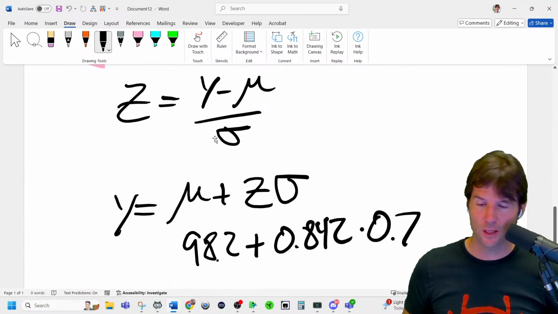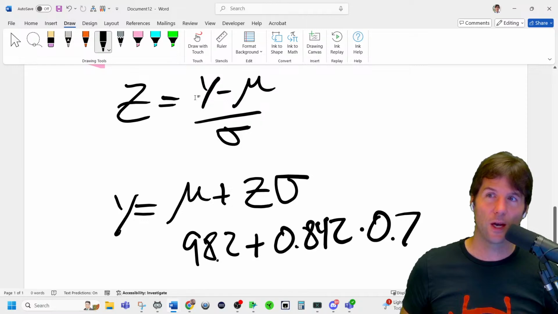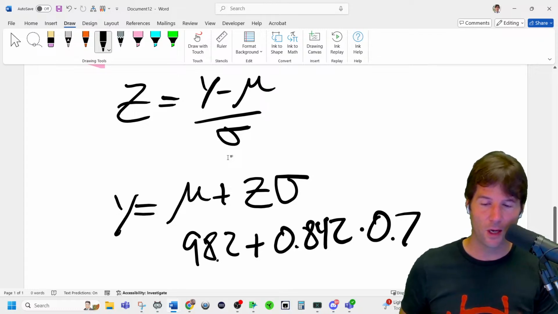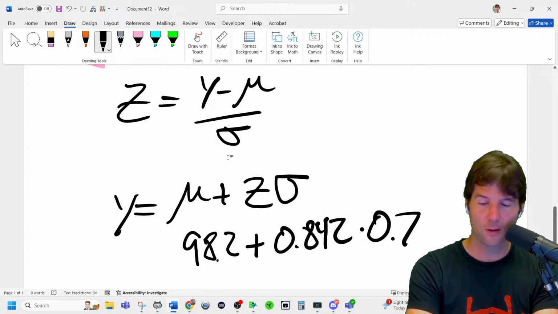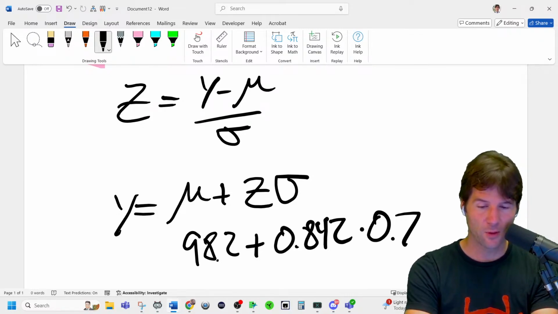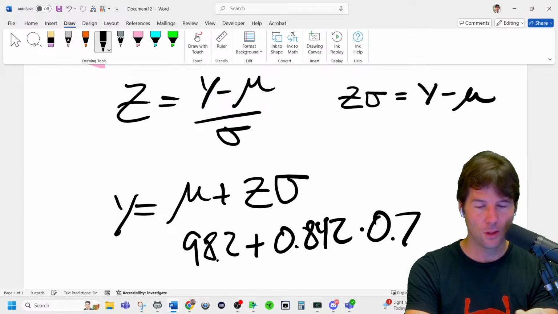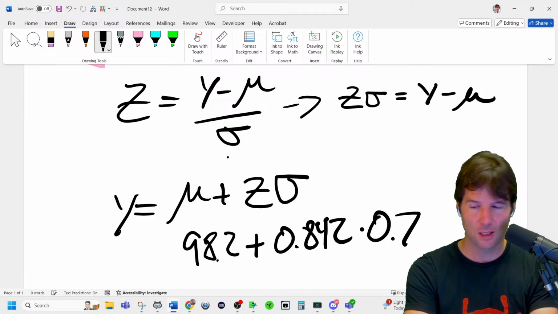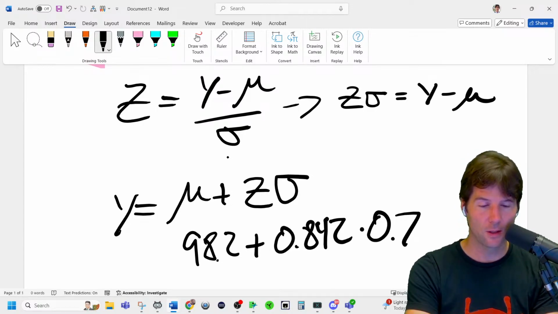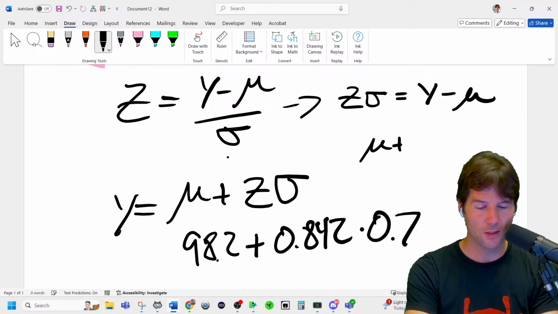So this equation right here solves for the z-score. A z-score is how many standard deviations an observation is above or below the mean. And then this equation is working the equation to solve for y. If you were to go right here, you could times both sides by sigma and get z sigma equals y minus mu. So you could rework the equation to this, and then you could add the mean, and you could get mu plus z sigma equals y.